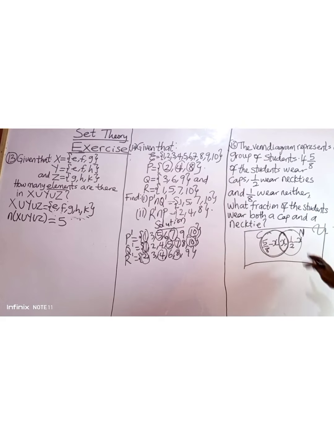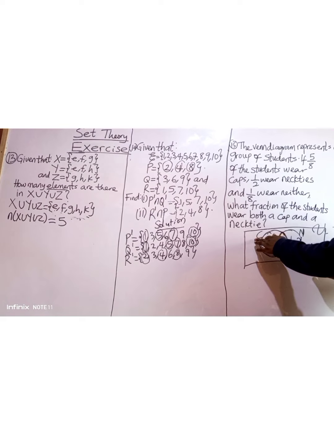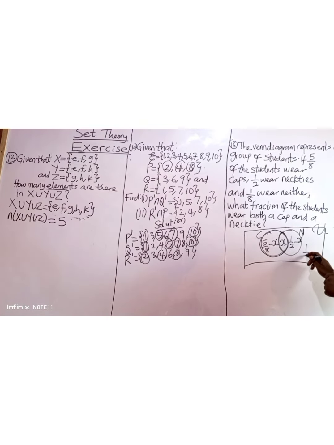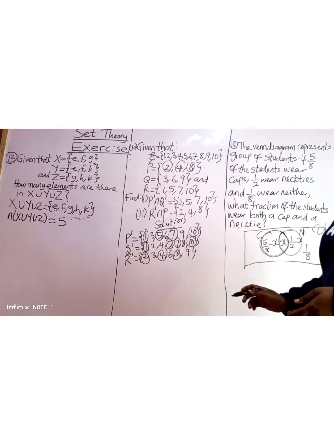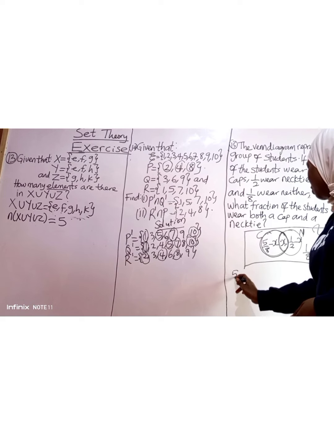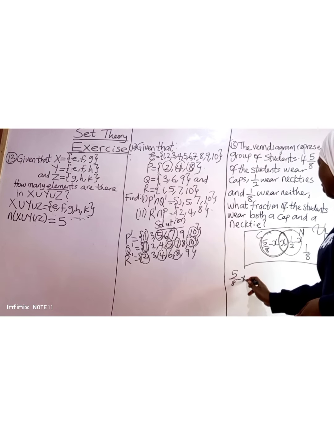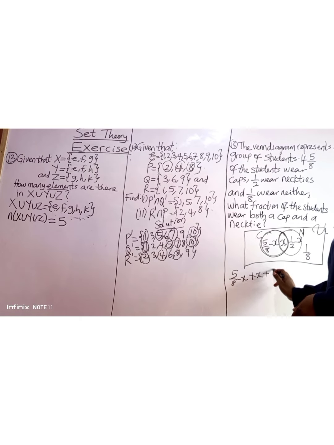Those that wear neither will be outside, inside the box, but outside cap and necktie. So that will be 1/8. So we are dealing with fractions. The whole will be 1. So let's find everything. The number of the universal set will be 5/8 minus X, that is those that wear cap only, plus those that wear both, plus those that wear neckties only, then plus those that wear neither will be equal to 1.